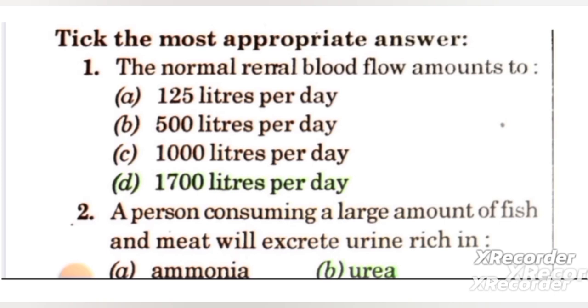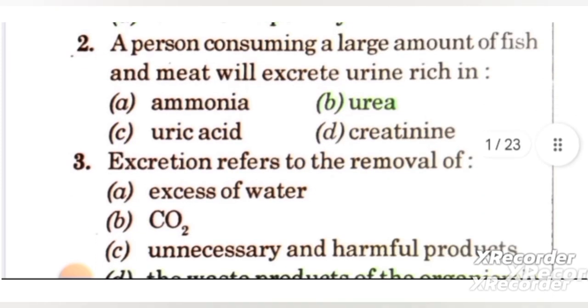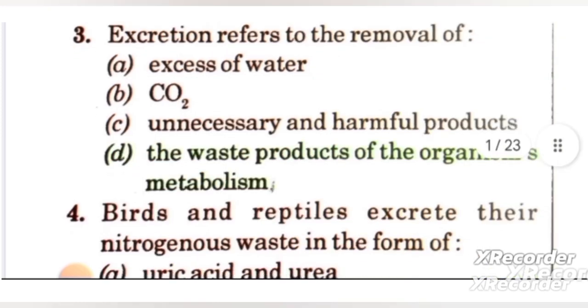Metabolism. Question number 1. The normal renal blood flow amounts to answer D: 1700 liters per day. Number 2. A person consuming a large amount of fish and meat will excrete urine rich in answer B: urea. Next, third one. Excretion refers to the removal of answer D: the waste products of the organism's metabolism.